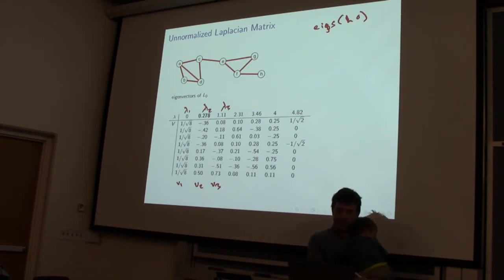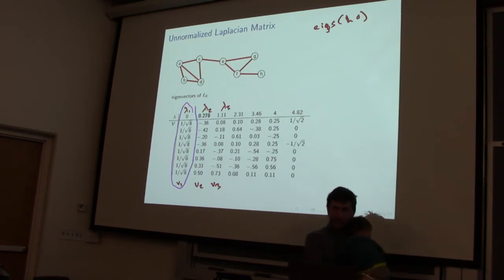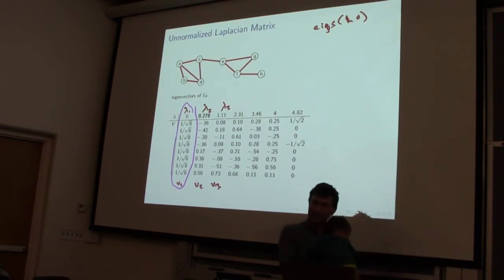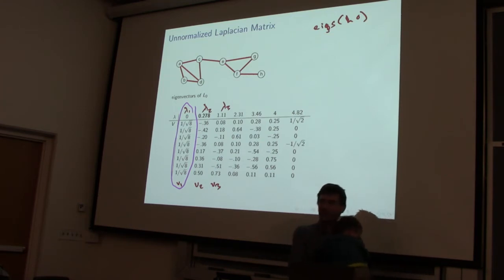The first eigenvalue and vector, this one here, is not that useful. It's always going to have an eigenvalue of 0, and its eigenvector is always going to be 1 over square root n, where I have n different points. That's going to be true for any sort of graph. And what this basically says is that there's one connected component of the graph.